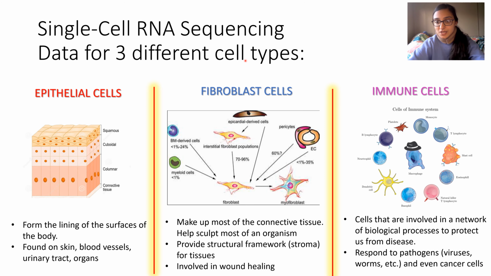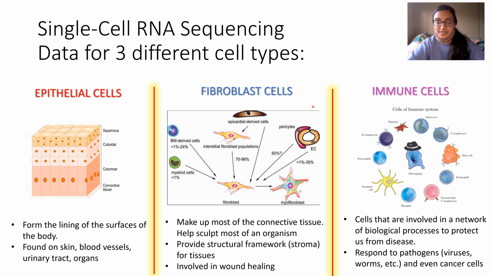But for instance, why is it important again? Single cell RNA sequencing data can be important because oftentimes if we just take average data from bulk RNA-Seq for epithelial cells, there are so many different types. There's squamous, cuboidal, columnar, connective tissue, and there might be a lot more, I don't even know. But these cells form the lining of the surfaces of the body. They're found on skin, blood vessels, urinary tract, and organs.